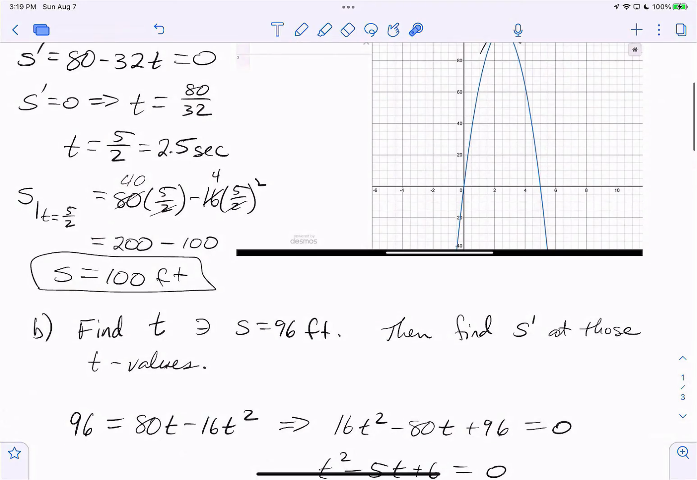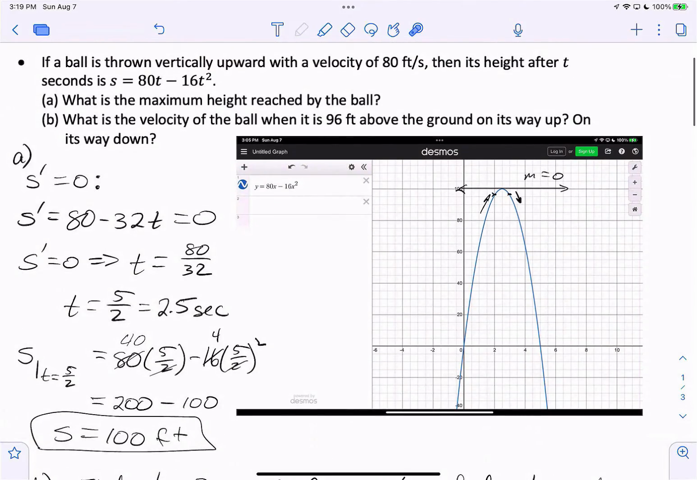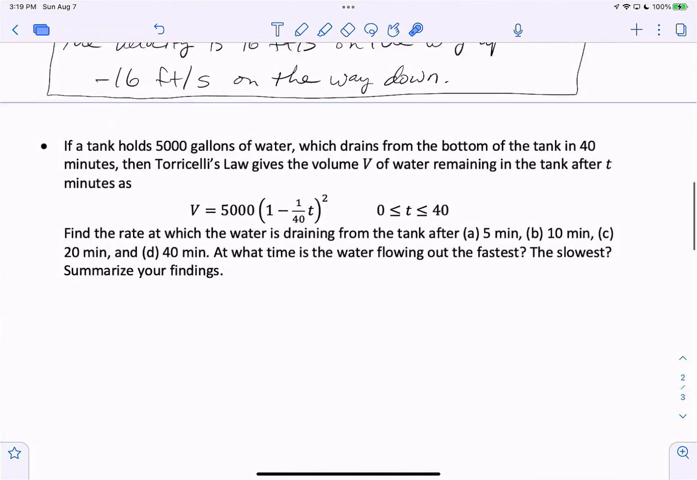In part A and part B way down here, right? And remember that with these symbols here, S prime is equal to ds dt. That is change in position over time. That is how we get velocity. Now with that in mind, we're going to move on to the next exercise here.